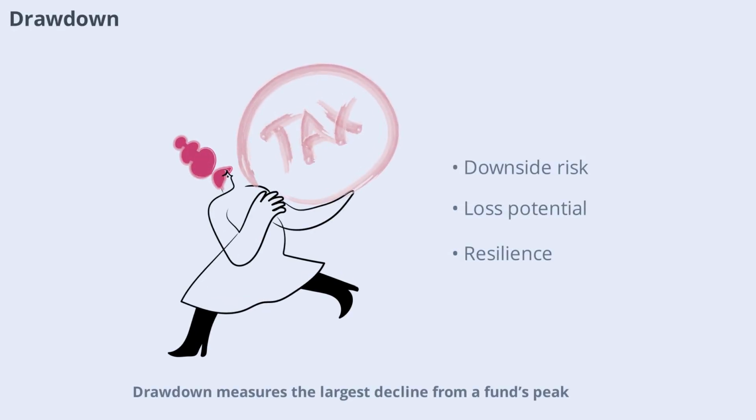Drawdown measures the largest decline from a fund's peak value to its lowest point over a specific period. It's a key indicator of downside risk and helps investors understand potential losses during market downturns. By analyzing drawdowns, you can assess a fund's resilience and your own risk tolerance.